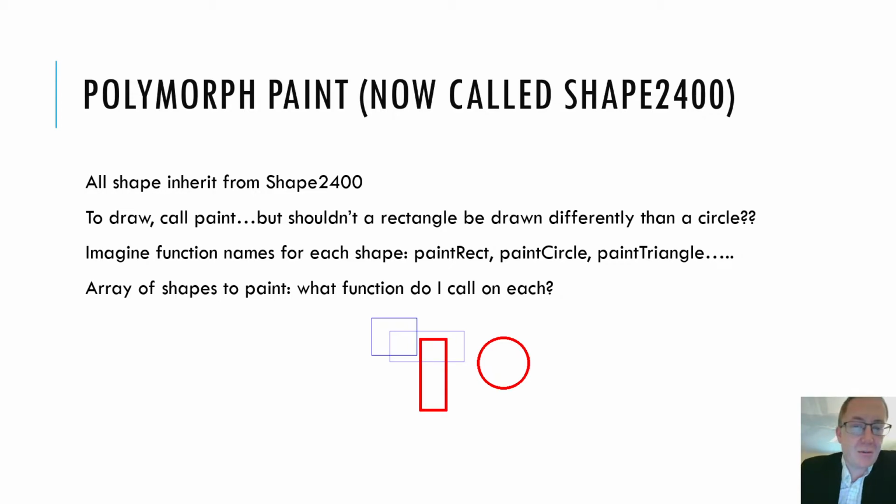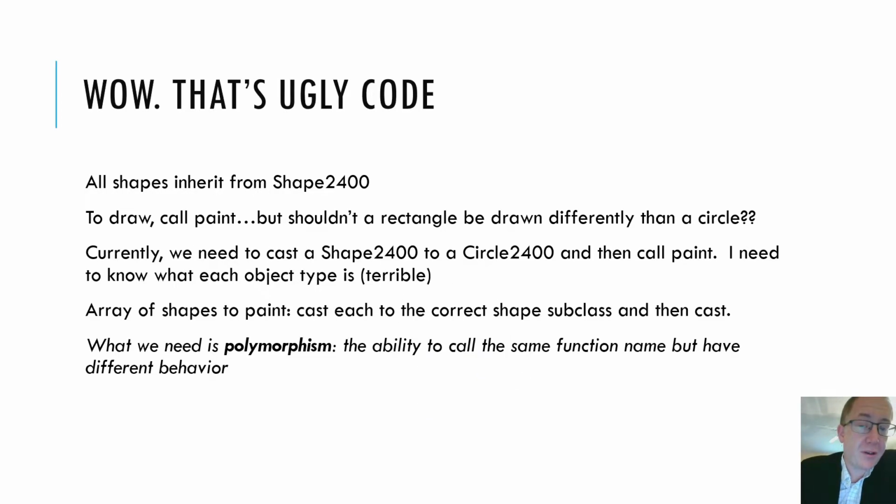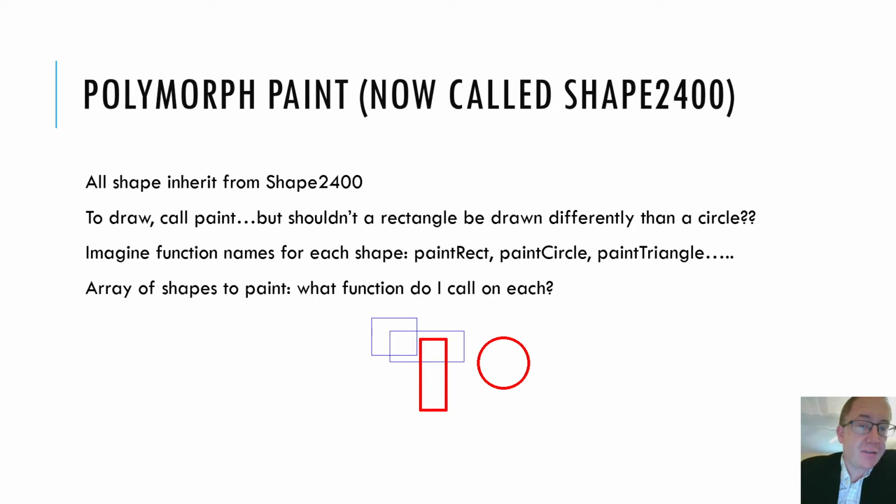So here's me drawing a bunch of different shapes, but if I have different types of shapes, different colors, different sort of things like that, I just want to go to all the shapes and just say paint yourself. And I don't want to have to know, none of my code should know what kind of shape it is. That sort of breaks down the concept. If I have to manually cast things over to being a circle 2400, it's ugly.